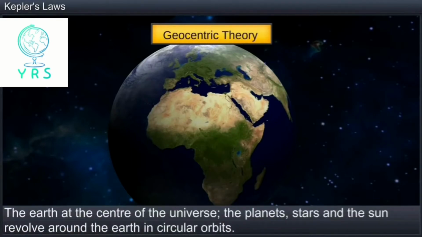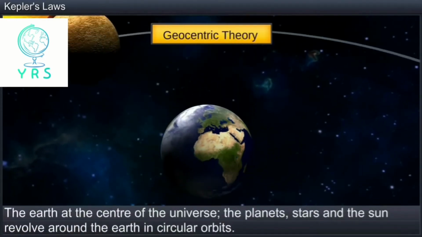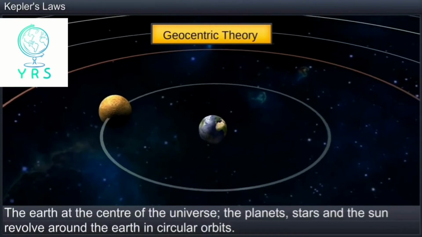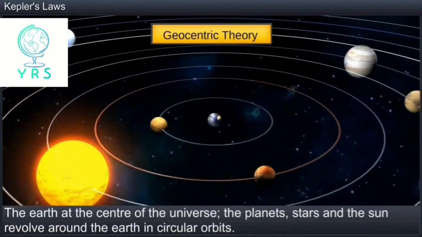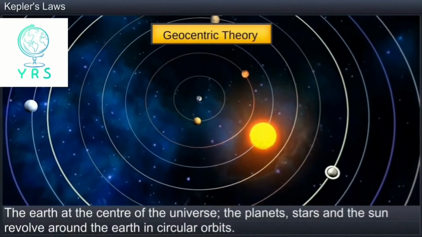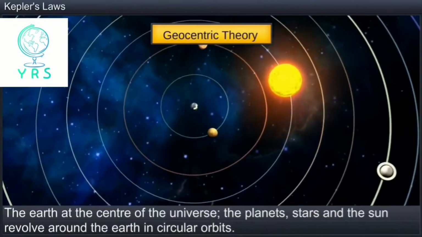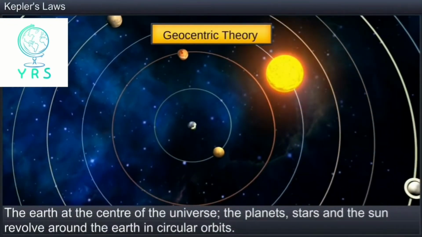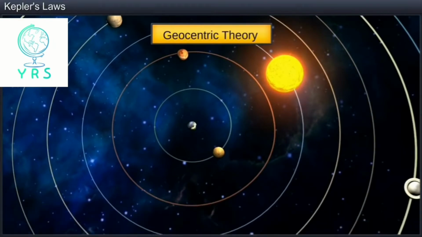According to this theory, the Earth is at the center of the universe, and the planets, stars and Sun revolve around the Earth in circular orbits. This was the geocentric theory considered in the earlier era. Then comes the Polish monk Copernicus.